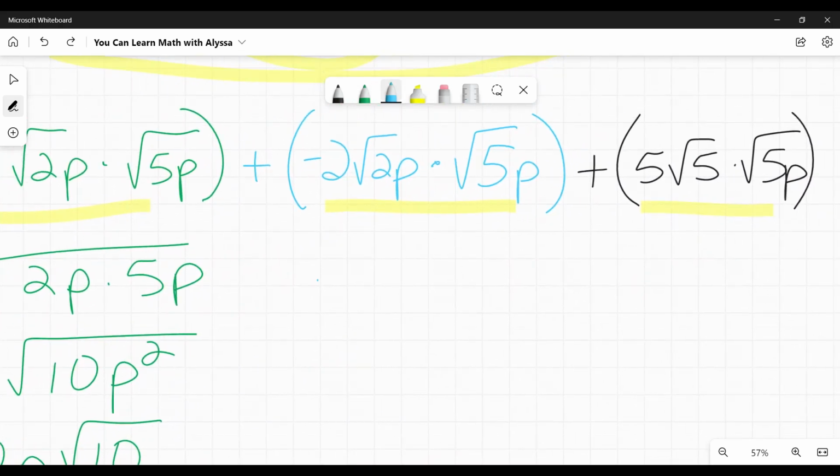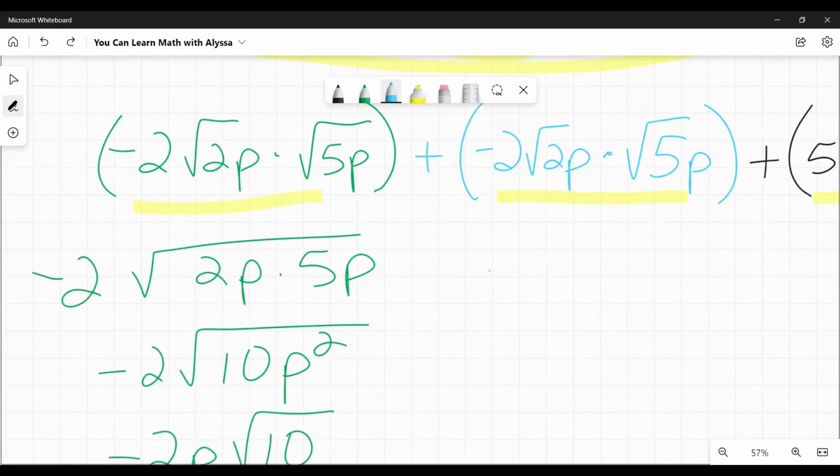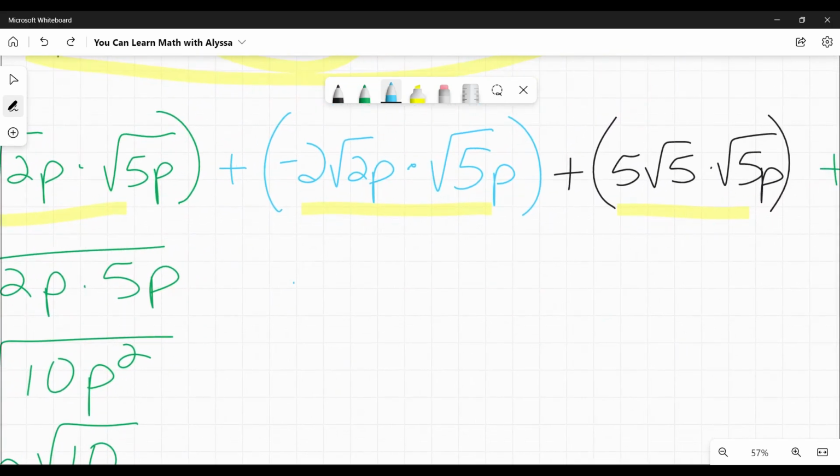So -2 square root of 2p times square root of 5p. Well, that looks eerily familiar, doesn't it? So similar. It's not a bad idea to do it twice. If you're like, wait, I just did this, why do I have to do it again? If you have the time, it's not a bad idea to do it a second time. It's a way of catching mistakes.